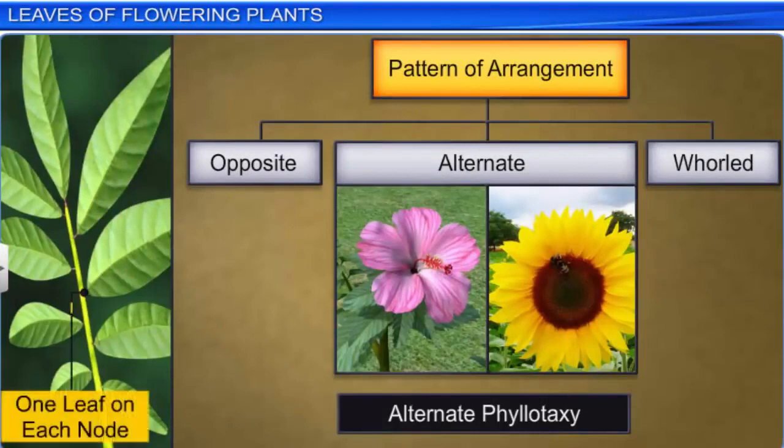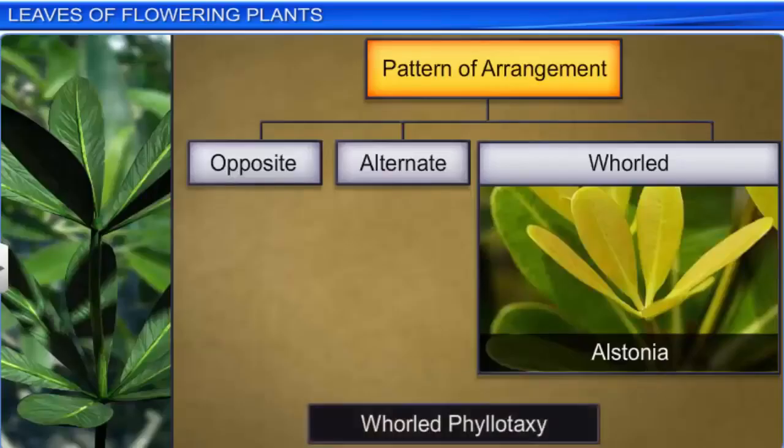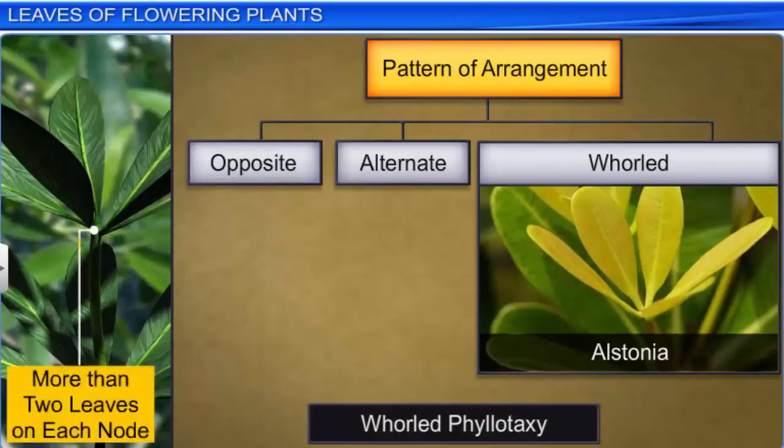only one leaf arises at each node, and the leaf at the next node is in the opposite direction. Alternate phyllotaxy is seen in plants like hibiscus and sunflower. Finally, in whorled phyllotaxy, two or more leaves appear at a node, forming a whorl, as seen in Alstonia.